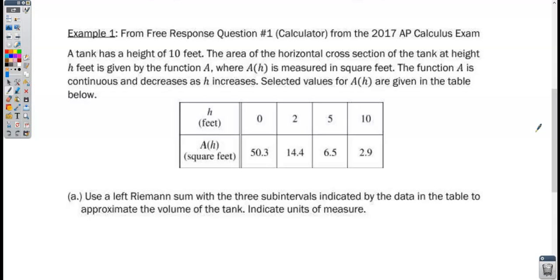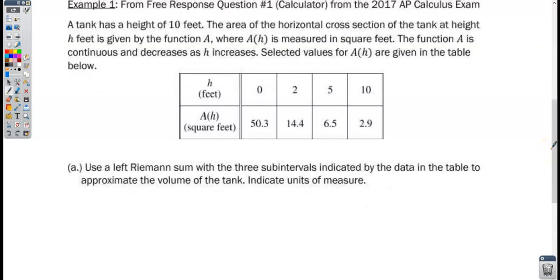Now, one of the things you've got to be aware of when we're doing these, unlike in the last video where we were using equations and we always used uniform widths for our rectangles, when we're looking at tables of data, we really have to pay attention to the widths of the rectangles because chances are they're probably not going to be uniform. Every now and then they are, but chances are they won't be. So I'm going to first use a left Riemann sum to approximate the volume of the tank, because volume is the accumulation of the cross-sectional area.